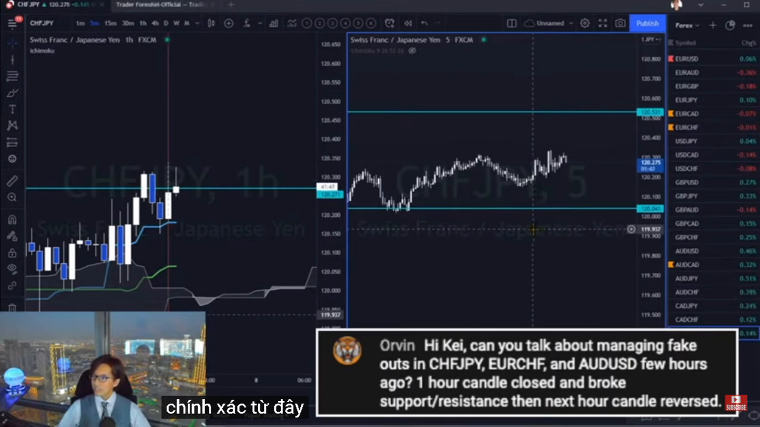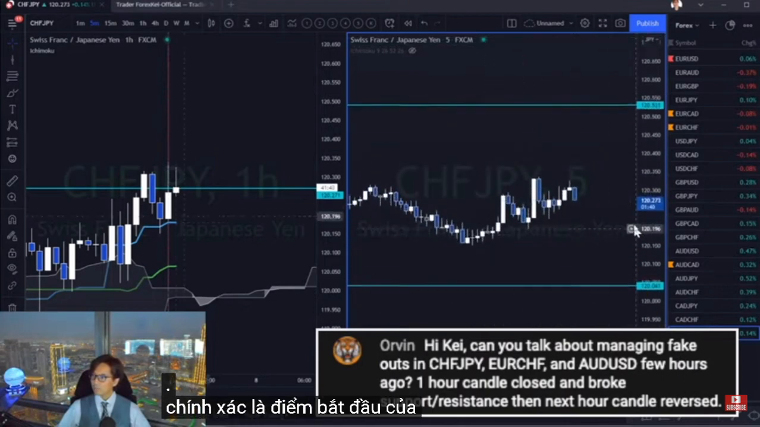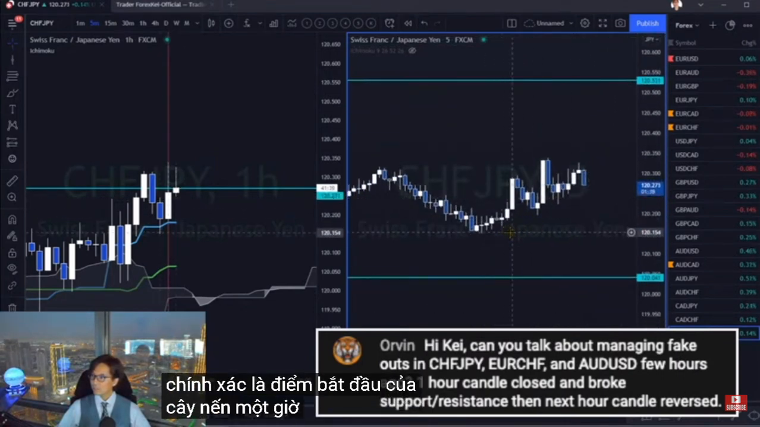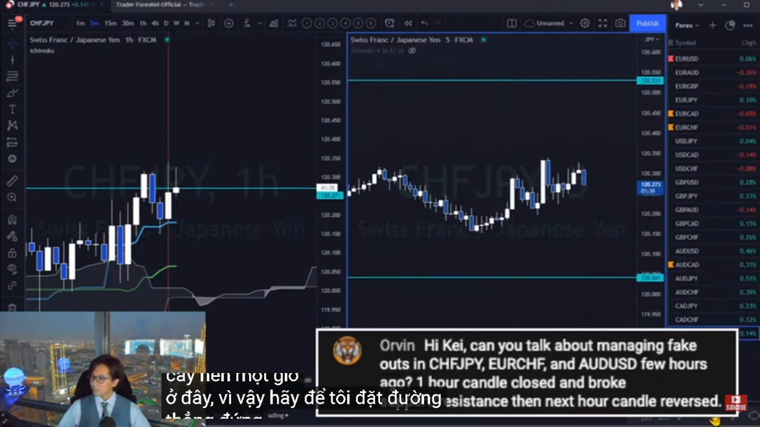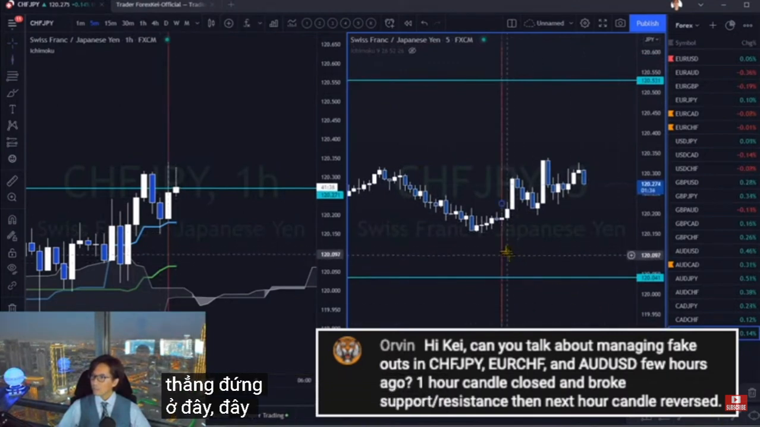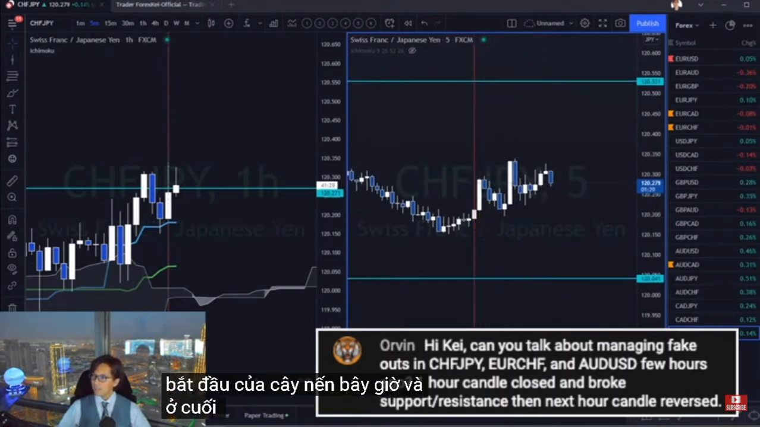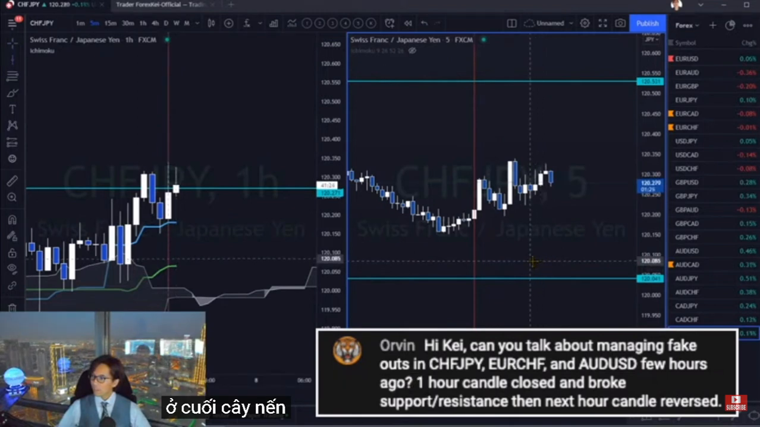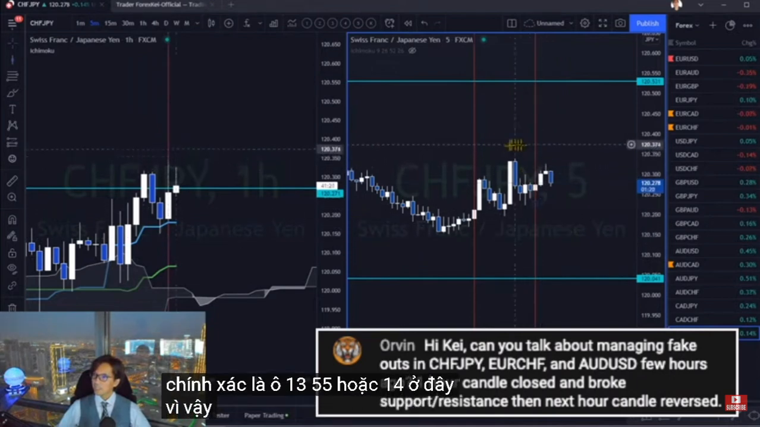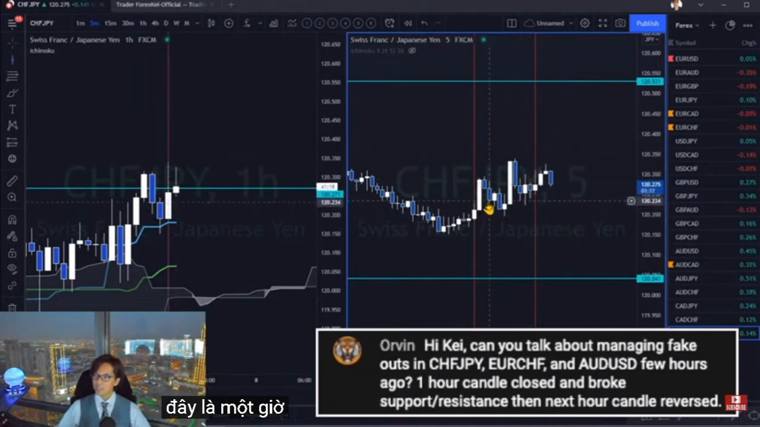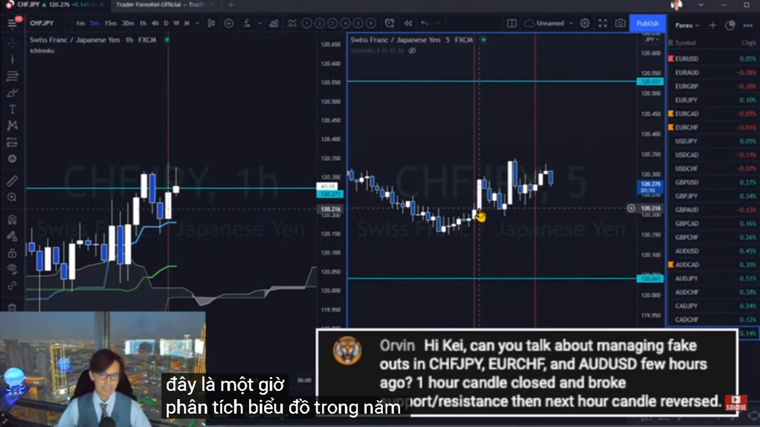13 UTC, 1 p.m. UTC time zone, was the beginning of the 1-hour candle, exactly over here. So let me put the vertical line here also. This was the beginning of the 1-hour candlestick, and the end of the candlestick was 13:55 or 14:00, exactly here. So this was the 1-hour chart breakdown in 5 minutes.